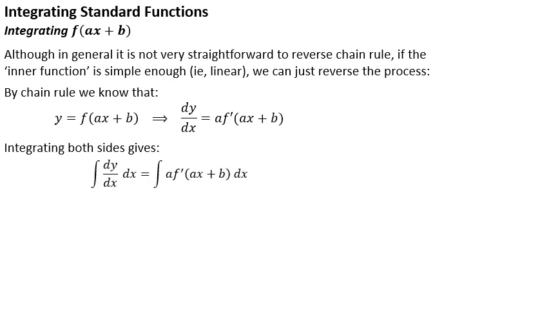The integral of dy by dx with respect to x is y. So we're just reversing that process, but I'm writing it out explicitly as an integral for this first line. And the integral of the right-hand side will just be the integral of a f dashed of ax plus b with respect to x. So now we're going to recognize that if you have dy by dx and you integrate it with respect to x, you get back to y.